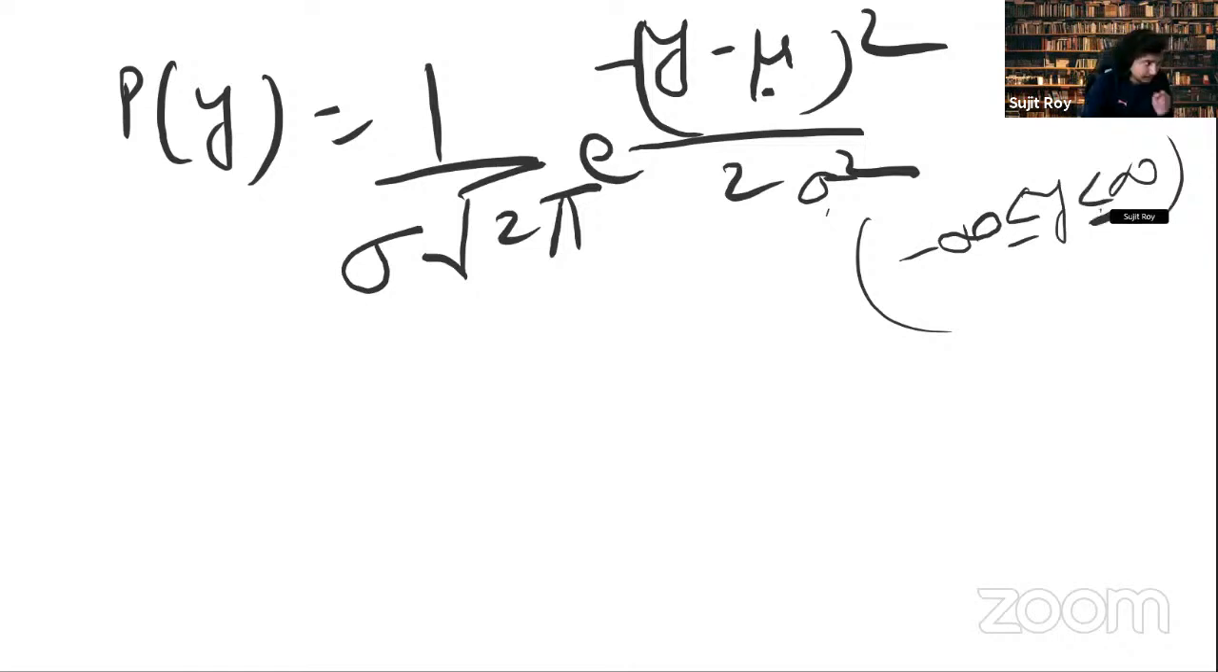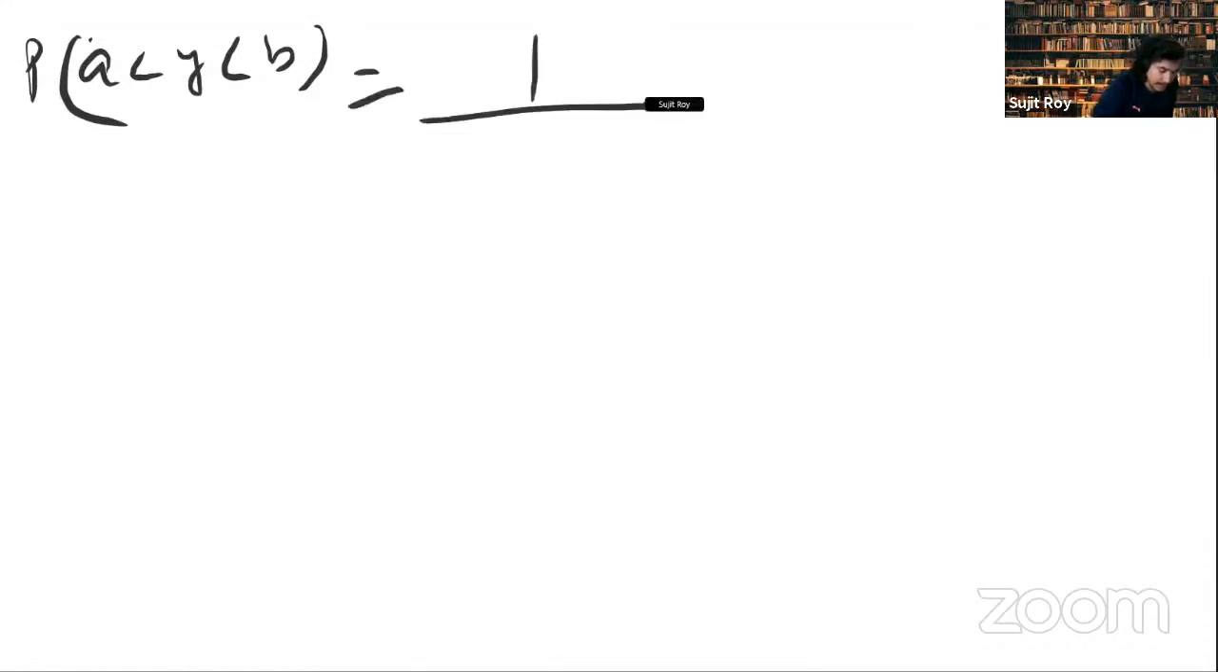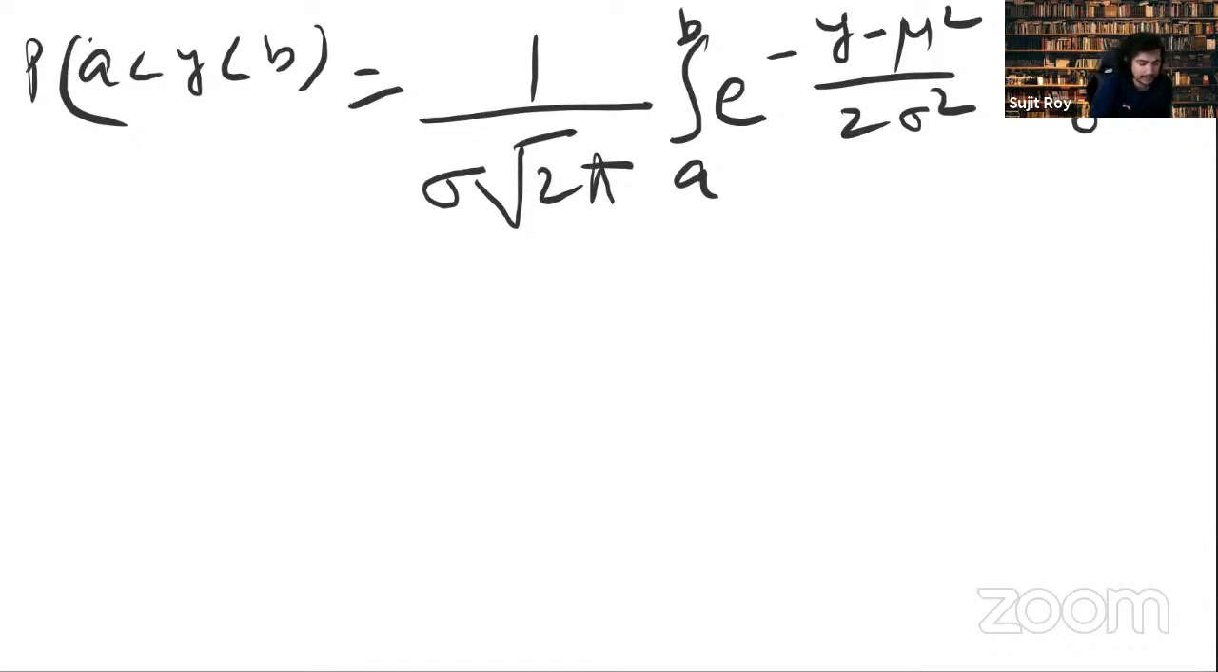So now the probability of y being in the range of a comma b is given by the integral. Wait, I'll clear this one. So the probability of y for the given range a, b can be written as 1 by sigma root 2 pi, integral from a to b of e to the power minus, as we have seen before, (y minus mu) squared by 2 sigma squared, dy. Okay, so we have seen that this is for a given range a comma b.